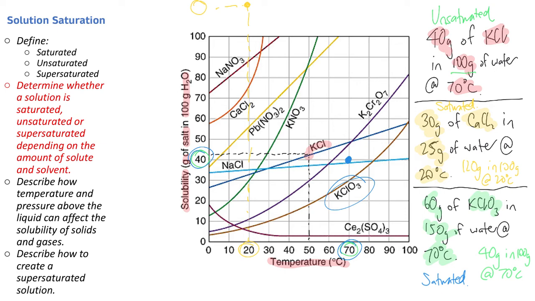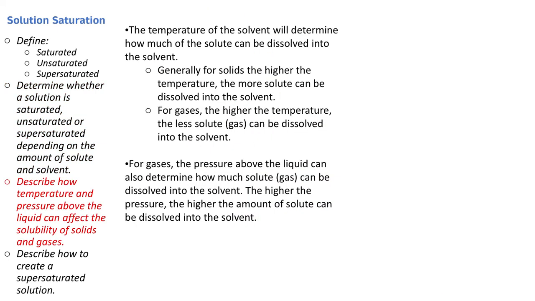Okay, so you can use this chart to work out whether things are saturated or unsaturated depending on how much fits in that particular mass of water, and you might have to do a bit of conversion to do so, right? Okay, so the temperature of the solvent will determine how much of the solute can be dissolved in the solvent, and we saw that in the chart because, as you saw, the temperature increased, generally, for ionic solids, the higher the temperature, the more solute could be dissolved in the solvent. All right. Okay, so for gases, the higher the temperature, and this is different, the less solute can be dissolved into the solvent. So generally, you want a cold liquid to dissolve gases. All right.